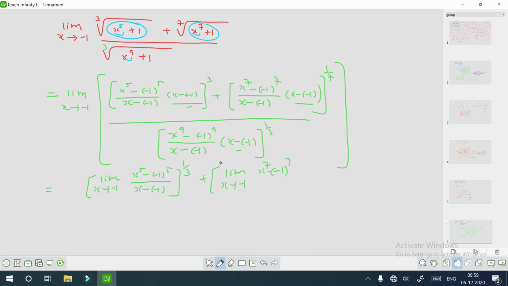Next one, limit x tends to 1, (x raised to 2009 plus 1) over (x raised to n plus 1) is equal to 2009 by 2011, where n not equal to 2m, m belongs to N, implies n is equal to what? Clear?